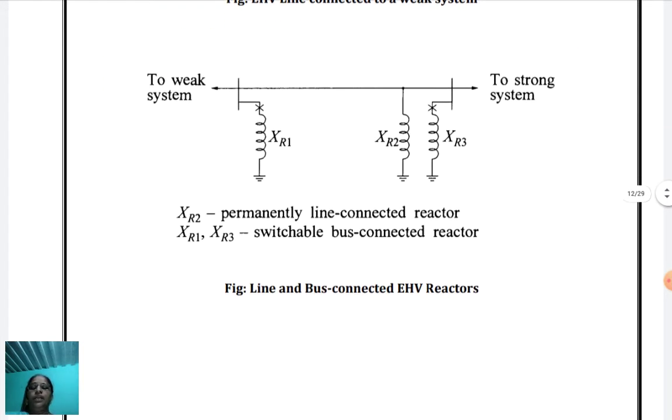Then the line and bus are connected at extra high voltage. The left hand side is the weak system and the right hand side is the strong system, and both are joined. XR2 is the permanently line connected reactor, and XR1 and XR3 are the switchable bus connected reactors.